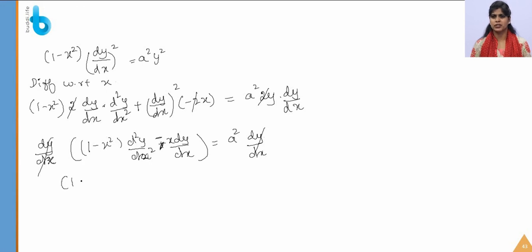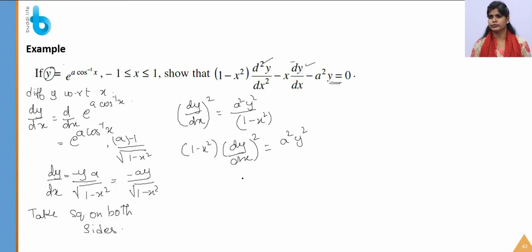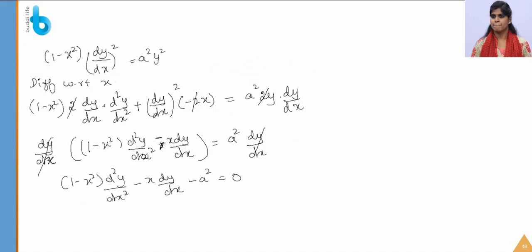And what is remaining is 1 minus x square into d square y by dx square minus x dy by dx minus a square, that is taking this to the left hand side, is equal to 0. So just check what we have to prove. Yes, the same thing, right? Actually ay is here. Okay, ay. Yes, so hence we have proved.